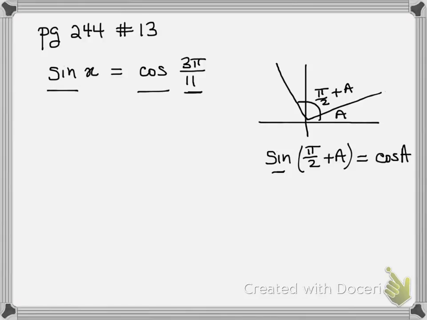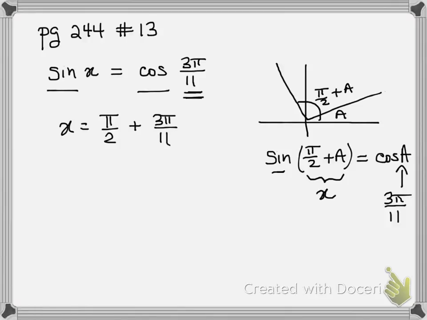Okay, so let's see how we can relate this to our problem. Our angle in the first quadrant, which is our A, is 3 pi over 11. So the cosine of 3 pi over 11 will be equal to the sine of pi over 2 plus that angle, 3 pi over 11. So this here needs to be equal to my x. That means that x is going to be equal to pi over 2 plus my angle A, which is just 3 pi over 11 in this particular problem.